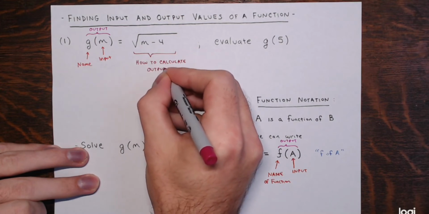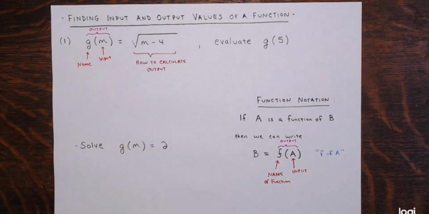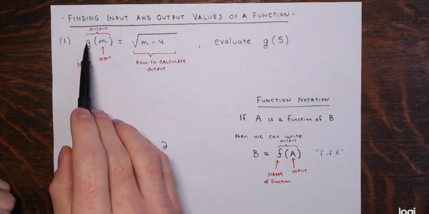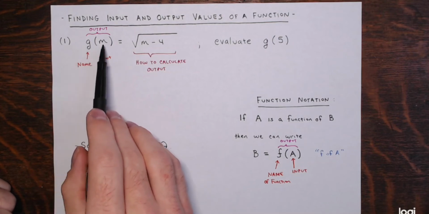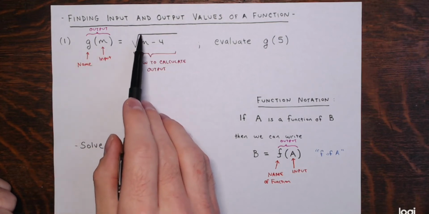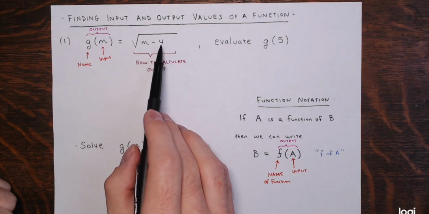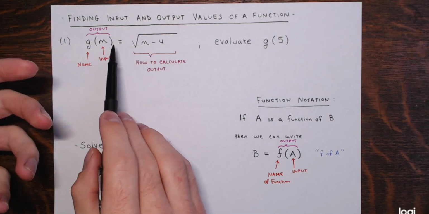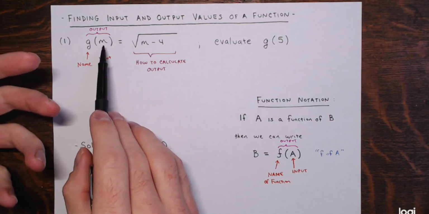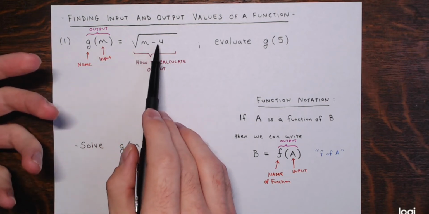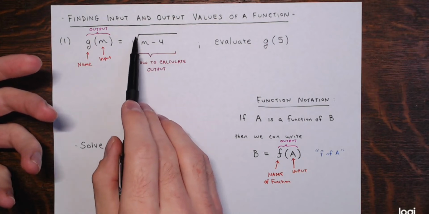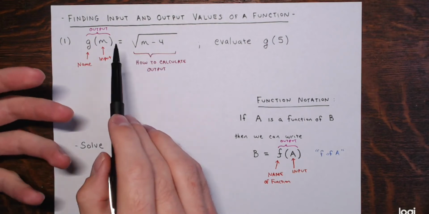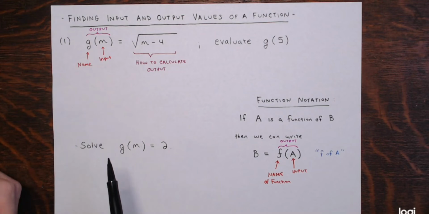And that's the way all these formulas with function notation will be set up. Right. So here we have this function called g, and g of m equals the square root of m minus 4. So what this tells me is that I take an input m, I subtract 4 from it, then take the square root of that result, and I'll get the output called g of m. Right.